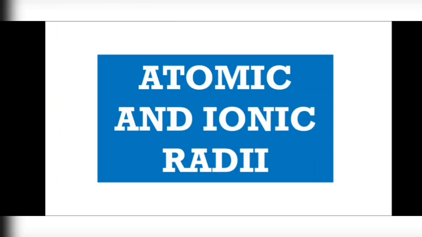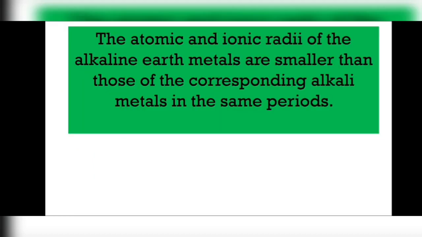Now we'll discuss the atomic and ionic radii. The atomic and ionic radii of the alkaline earth metals are smaller than those of the corresponding alkali metals in the same period. You know that atomic and ionic radii decrease across a period, so compared to alkali metals, the size of alkaline earth metals is a little smaller.